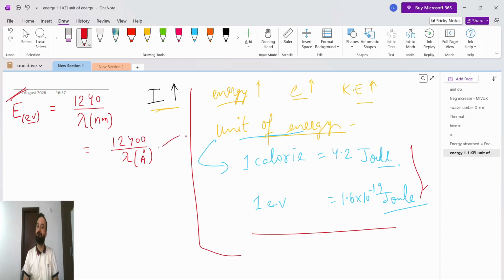Okay, that's done. If the frequency is given, then we will find the lambda, where lambda equals c by frequency. We will find lambda from here and then substitute it. If lambda is in nanometer, we will use this formula. If lambda is in angstrom, we will use this formula. Very important formula, asked in NEET, CET, JEE, everything. Okay, yes sir.